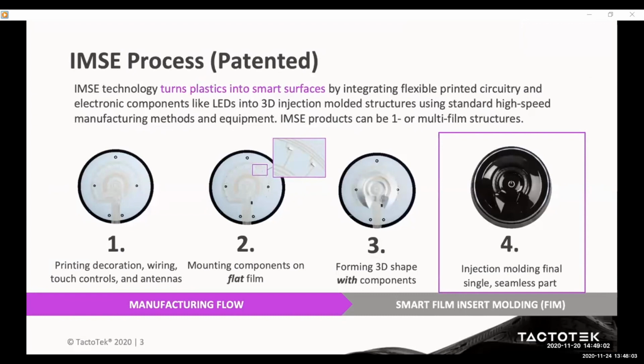Step number 4, which is the final step, will be the injection molding process. During the injection molding process, the 3D formed film will be placed in a tool as an insert, and the final part will be molded. Once this has been completed, this part will be electrically tested and it's ready to move to the next phase. During today's presentation, ARBURG will cover more about this step number 4.